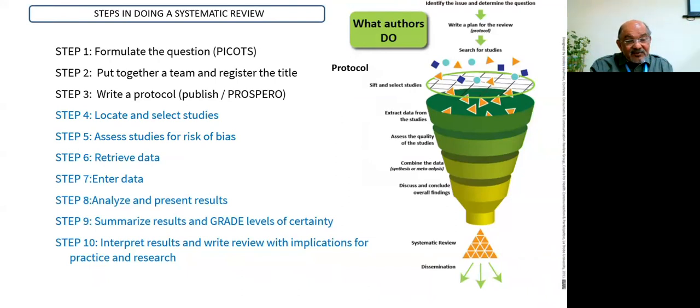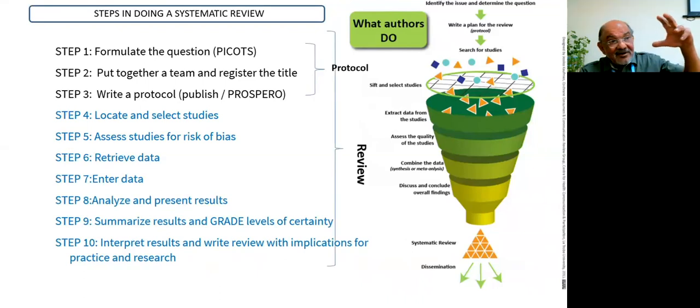Then you extract the data from the studies according to your plan and enter it into software, and that software will analyze and give you the results in the form of a forest plot. And then you summarize the results and get a summary of findings using a particular approach called GRADE, which I'll briefly touch upon. And that should guide your review. These are the steps of doing a systematic review. Okay.